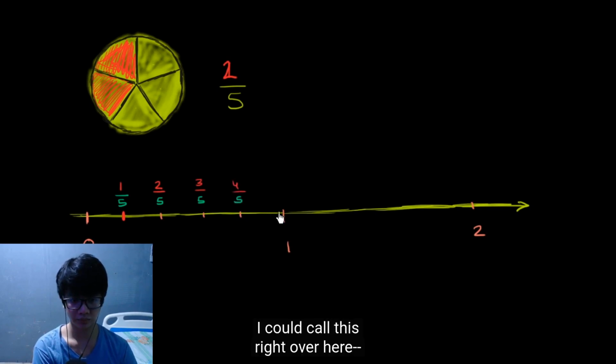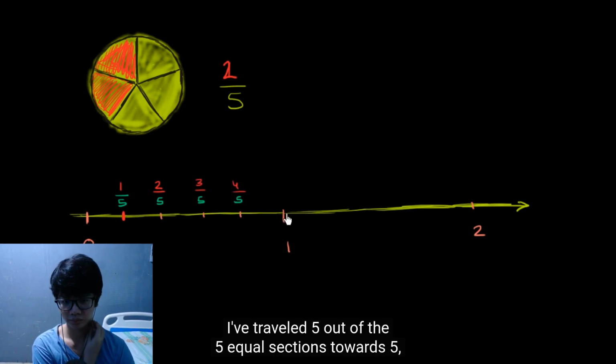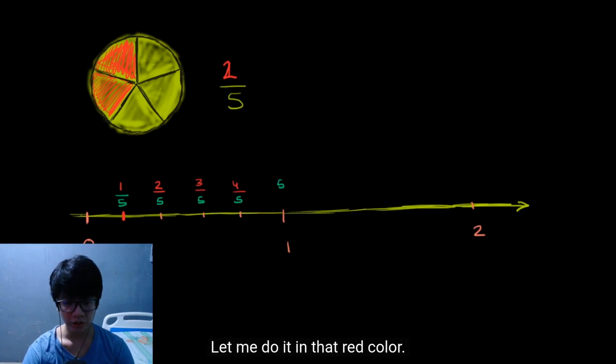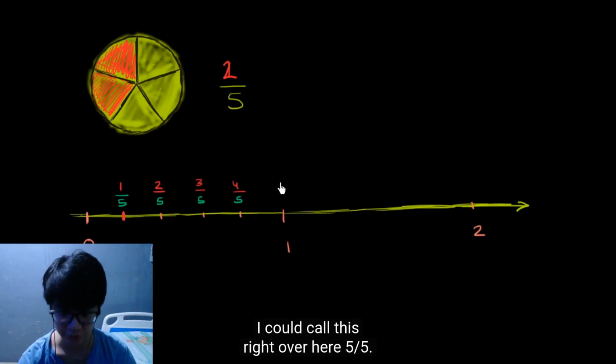And I could keep going. I could call this right over here, I've traveled 5 out of the 5 equal sections towards 1. So I could call this right over here 5. Let me do that in red. Look, I could call this right over here 5/5.